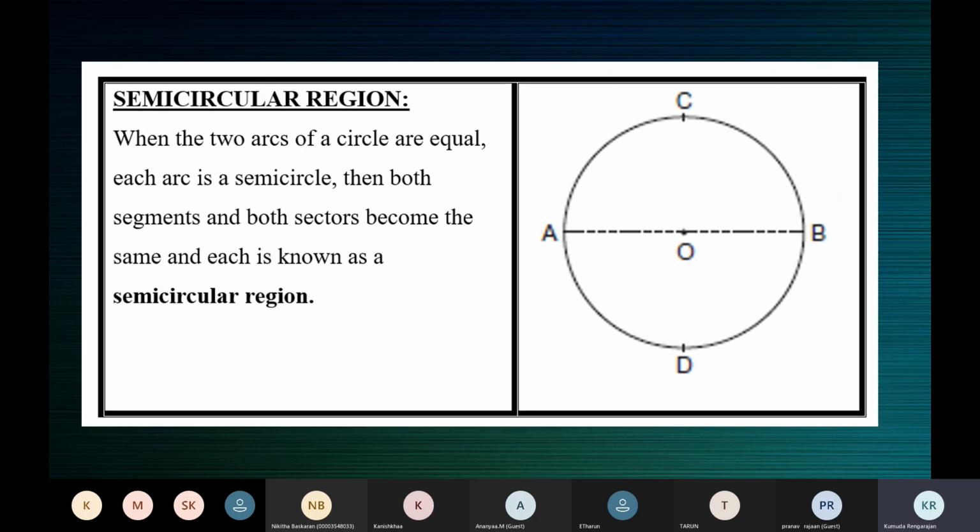Semicircular region. We understood that it can be called a sector as well as a segment. When a part of the circular region is both a sector and a segment, it's called a semicircular region.